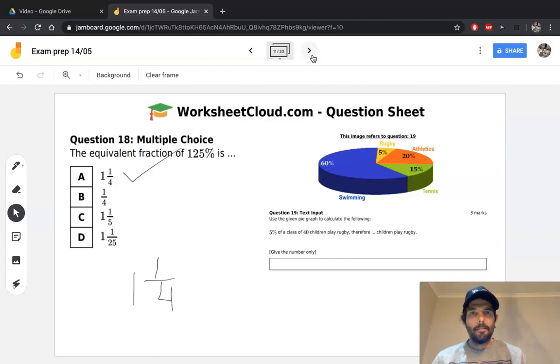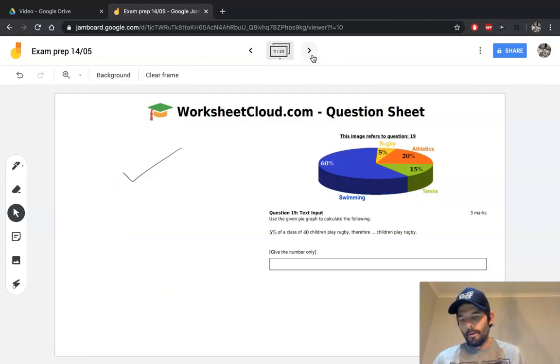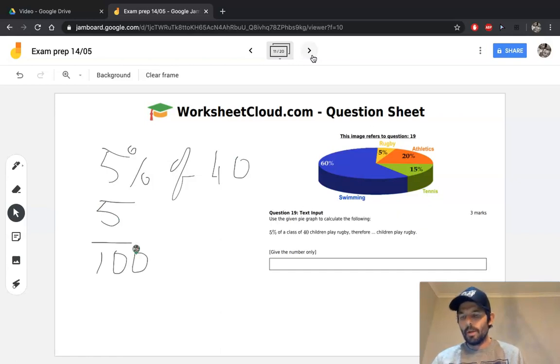Question 19. Okay, so question 19 is another percentage question. So here they're asking us, and let's just get rid of question 18 so we've got a bit of space. Okay, here they're asking us, use the given pie graph to calculate the following. So 5% of a class of 40 children play rugby. Therefore, how many children play rugby? So they're asking you, what's 5% of 40? And if you remember, 5% can be written as 5 over 100. Of is multiply, and 40 can be written as 40 over 1.